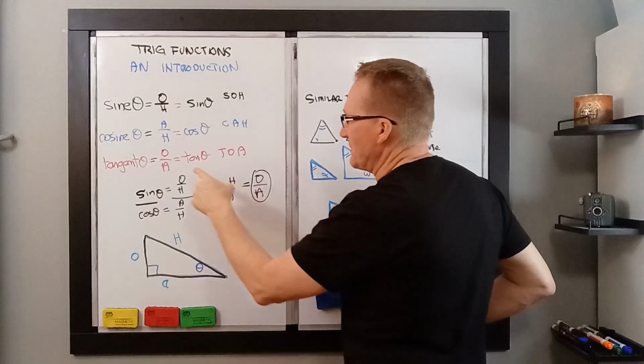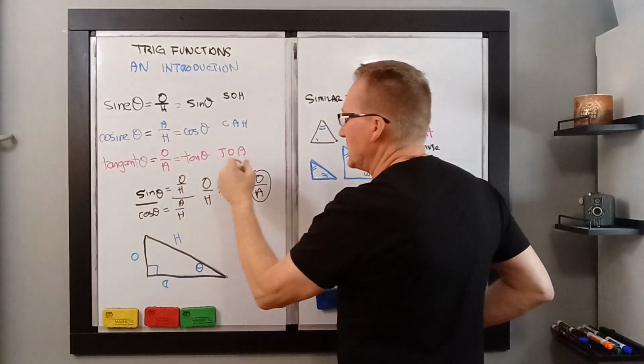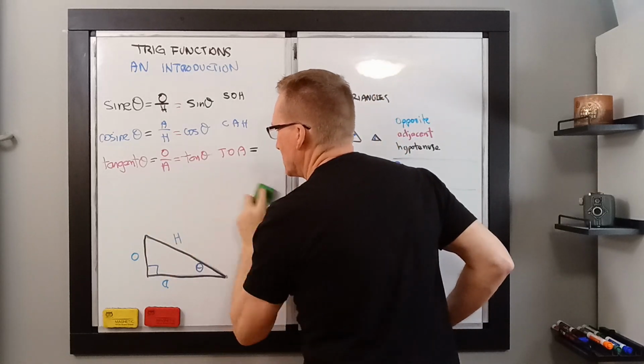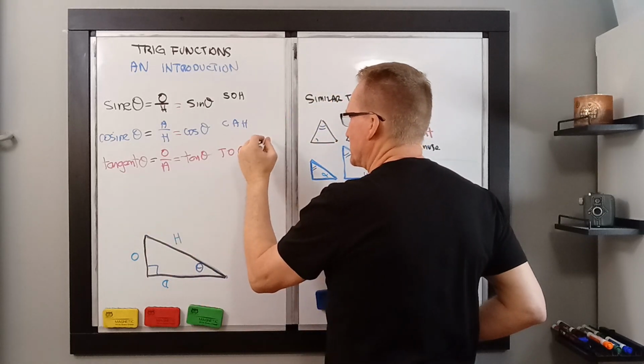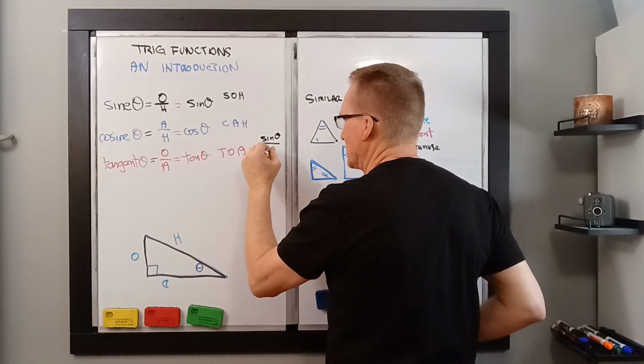So notice that is the same definition we've given for the tangent. So another definition for the tangent is that this is also equal to the sine over the cosine. So this is equal to sine theta over cosine theta.